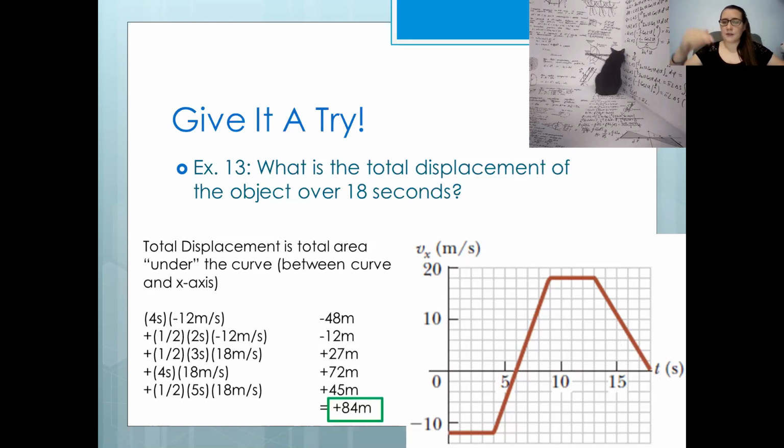Now, I wrote this out the second way. If you forget the equation for the area of a trapezoid, you probably remember the equation for the area of a triangle and the area of a rectangle. So you can just break it down into more sections. Here's our first rectangle, find that area, find the area of this little tiny triangle, find the area of this triangle, this rectangle, this triangle, add them all together, you still get positive 84 meters as our total displacement.